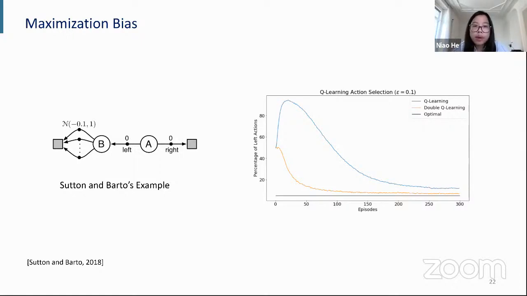So initially, when you run Q-learning algorithms, it will strongly favor the left action, which is not optimal, right? On the right figure, you can see that at the very beginning, there is a very high probability that you will choose the left action. And if you apply double Q-learning, it fixes this issue, and it will be less in favor of this left action, right?